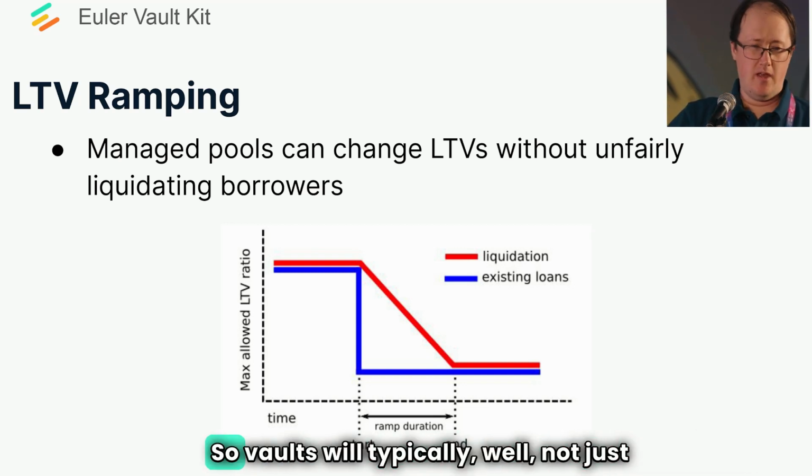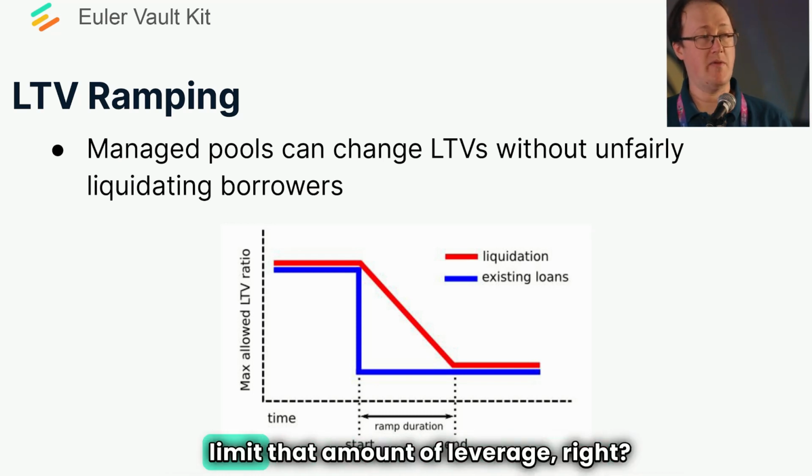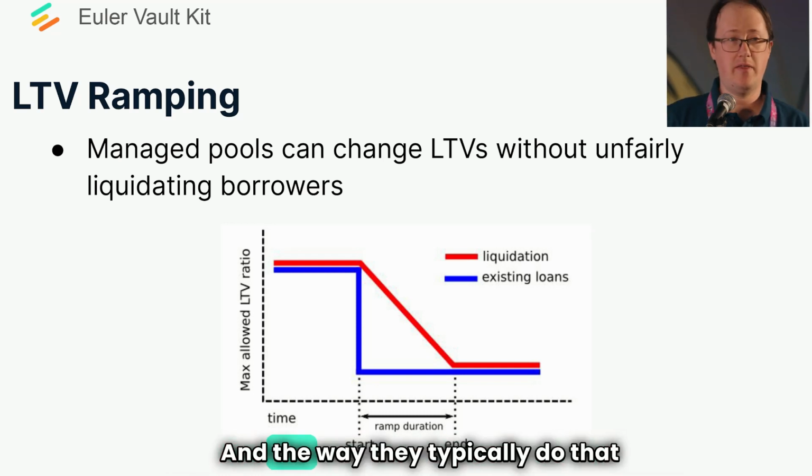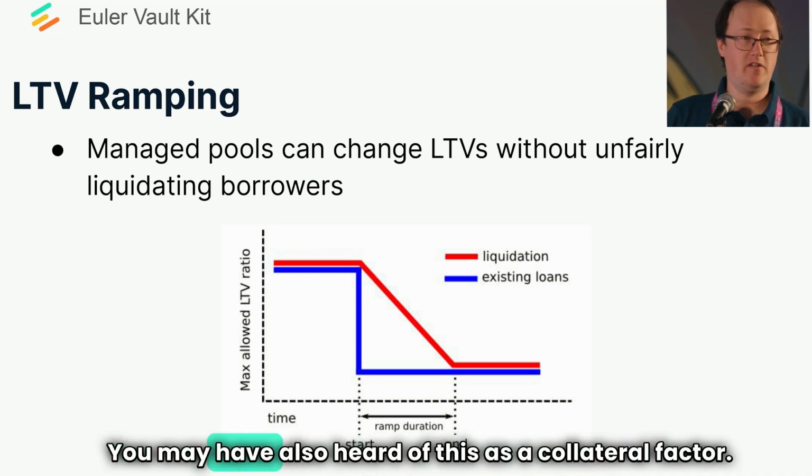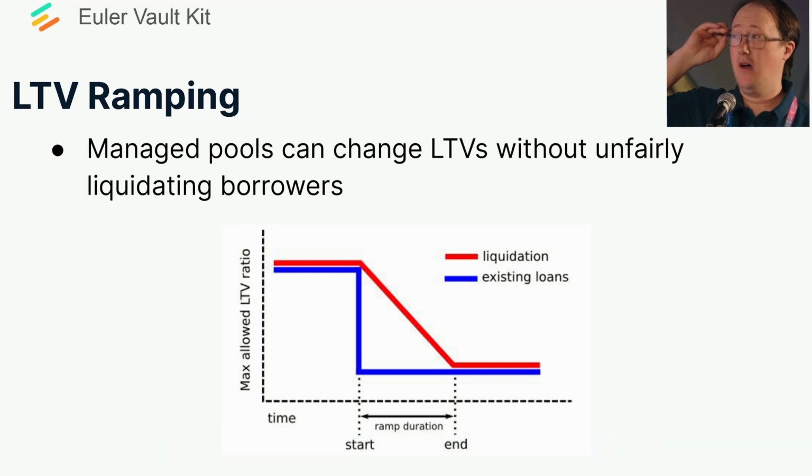So vaults will typically, well, not just vaults, but any lending product will typically limit that amount of leverage, right? And the way they typically do that is by limiting the LTV. You may have also heard of this as a collateral factor. That's what Compound calls it, for example.